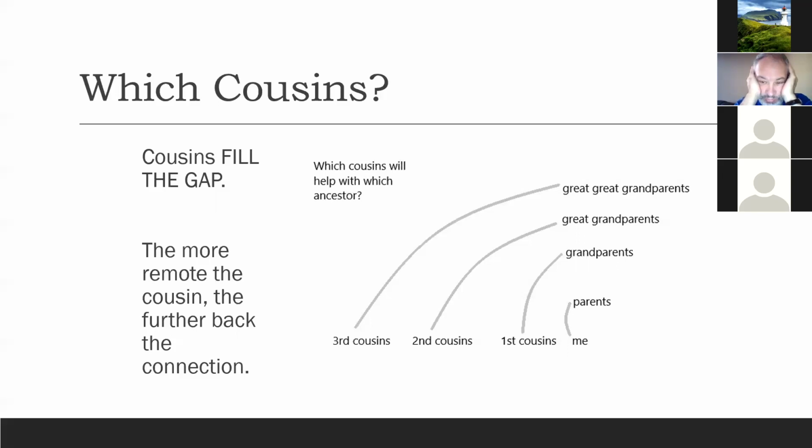So that's where we're going to use that information, and I'll show you how I keep track of that. The more remote the cousin is, the further back the connection is. But remember, there's a law of diminishing returns, because small segments are troublesome. Anything smaller than 7 can be problematic, and you probably are not going to be able to tie back directly to an ancestor. Now, there are people who have differing views on that.